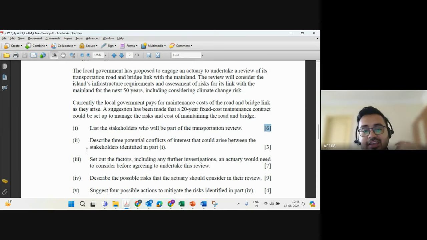Okay, perfect. Next it says, describe the 3 potential conflicts of interest that could arise between the stakeholders that you have identified in part 1. So as soon as you've identified the stakeholders, you have to identify the 3 potential conflicts of interest that can arise between these stakeholders. This is question number 2, another 3. So that sums up to 9 marks.